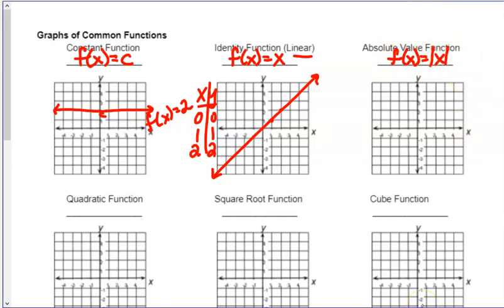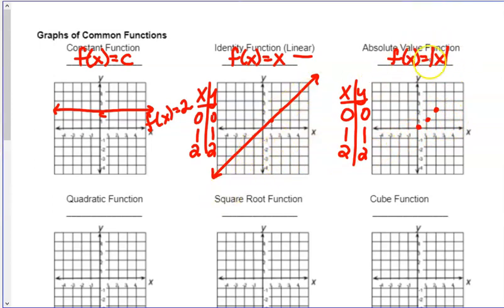For our absolute value function, we had f of x is equal to the absolute value of x. Again, you can look at a t-chart of that, remembering that the absolute value is the distance from 0. Putting in 0, the absolute value of 0 is 0. Putting in 1, the absolute value is 1. Putting in 2, the absolute value of 2 is 2.